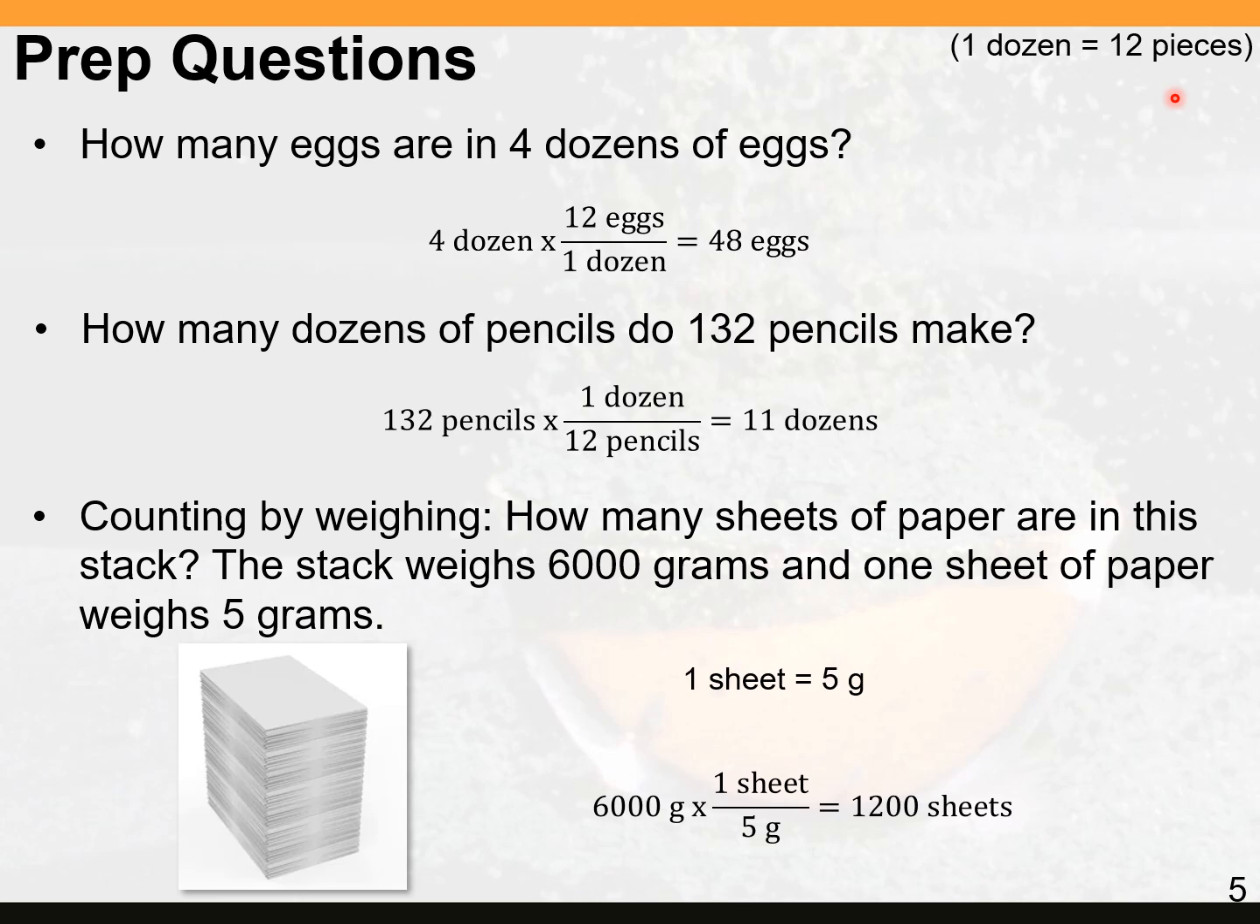In another example, the number of sheets in a stack of papers is calculated using the unit mass of a sheet. This method is called counting by weighing, and it is how chemists determine the count of atoms and molecules in a sample.